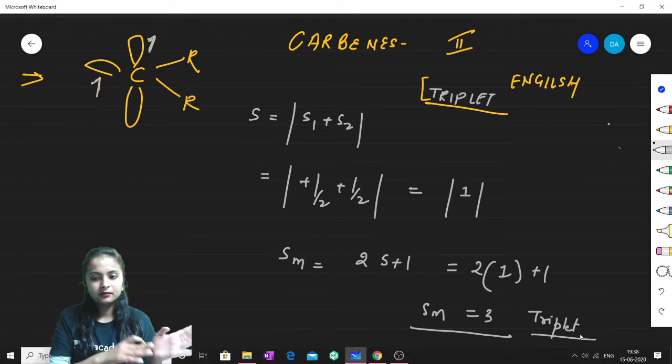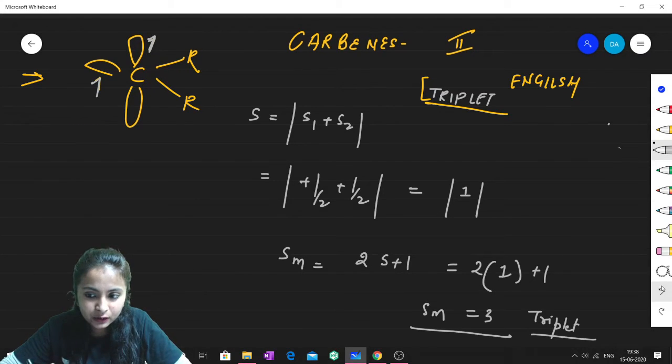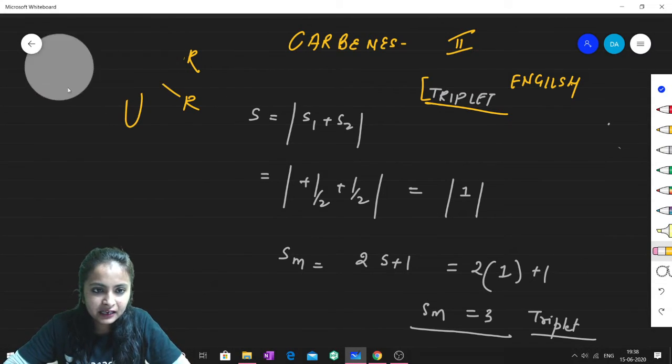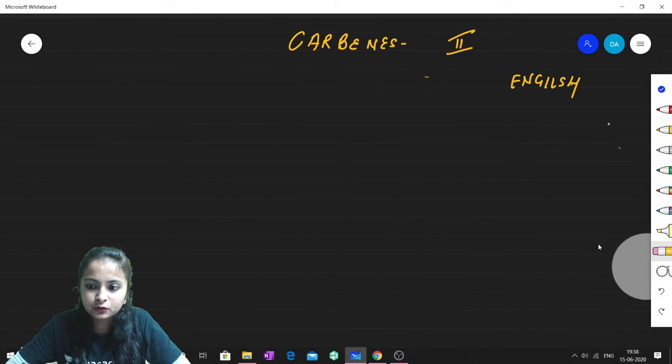So the initial one was singlet, and this one is triplet. The difference is on the basis of the spin. Now, the third point.